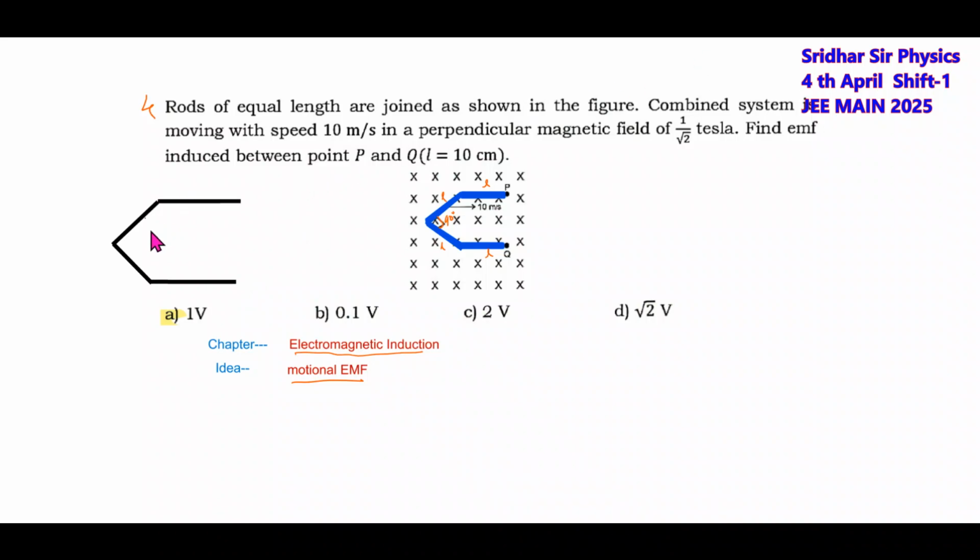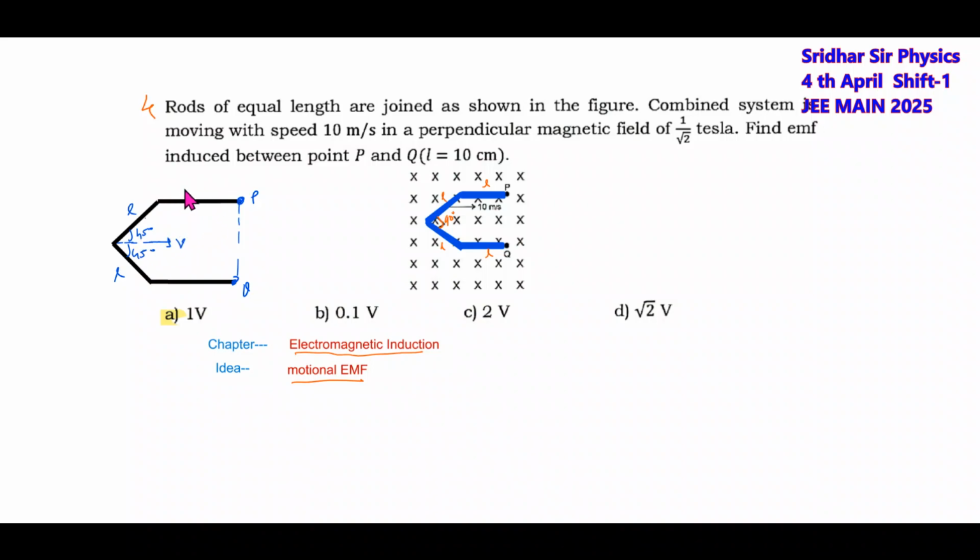These are the rods. Now this angle is 45 degrees, 45 degrees. This is L, this L. We have to calculate the EMF between P and Q, and it is moving with a speed V. So what is the effective length?